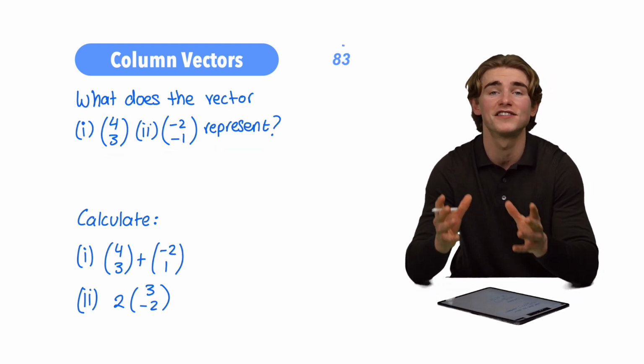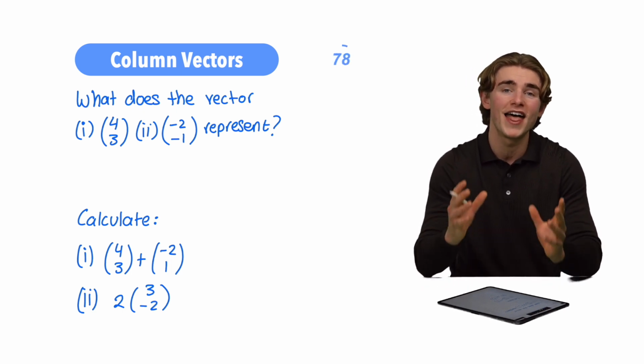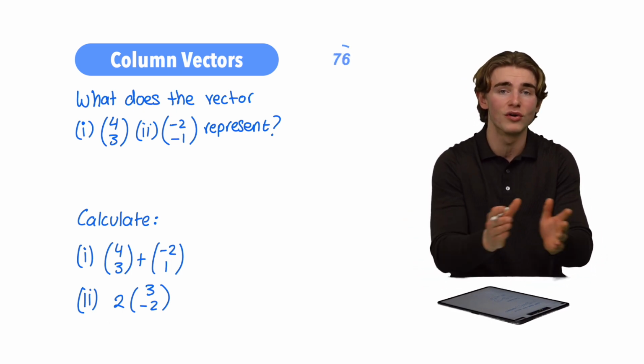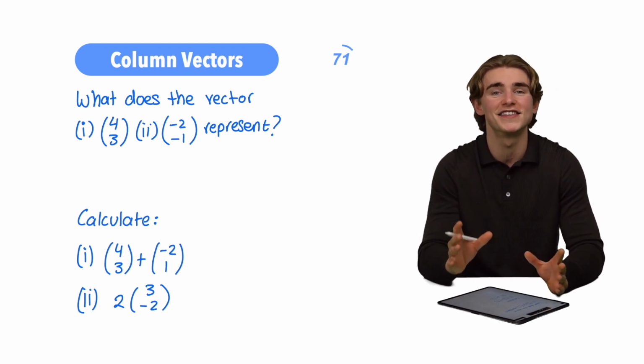Our column vectors, guys, are going to represent movements in the x direction and the y direction. Our top number is going to be our movement in the x direction, so the horizontal movement, and our bottom number is going to represent the movement in the y direction, that is a vertical movement.